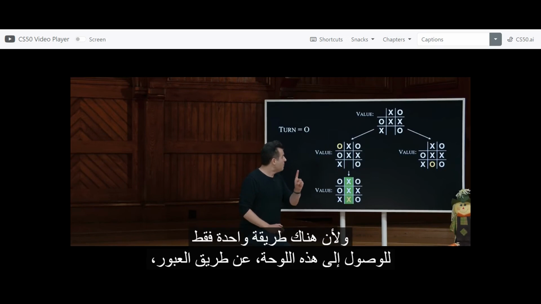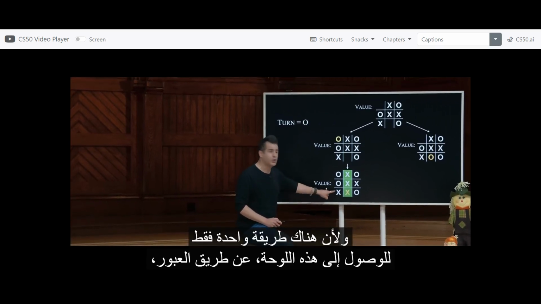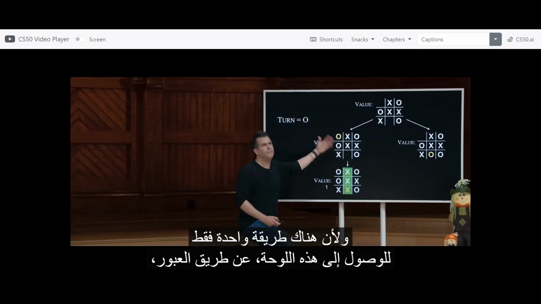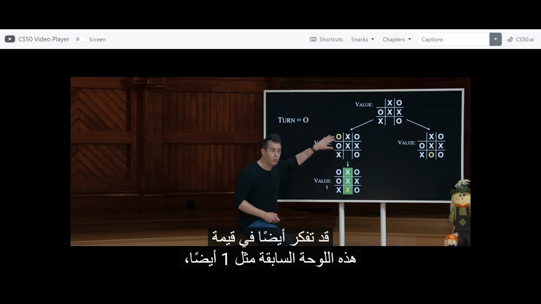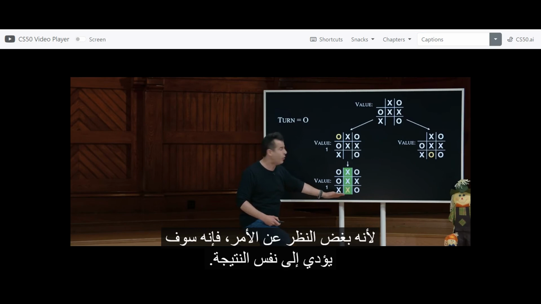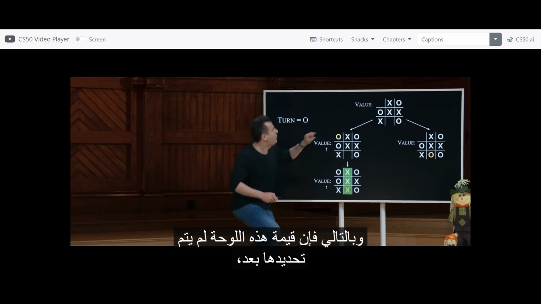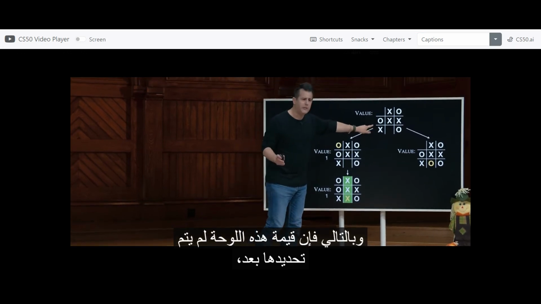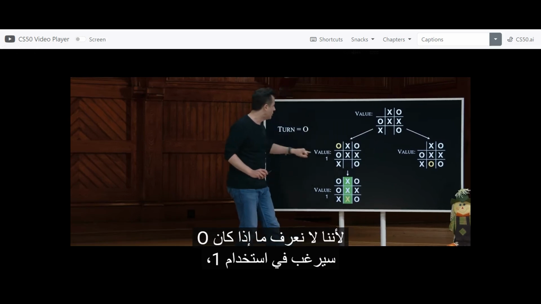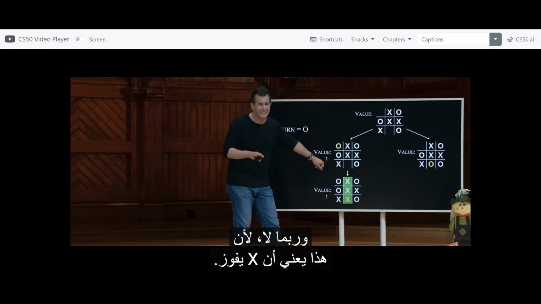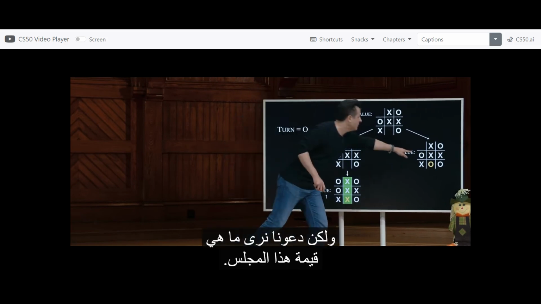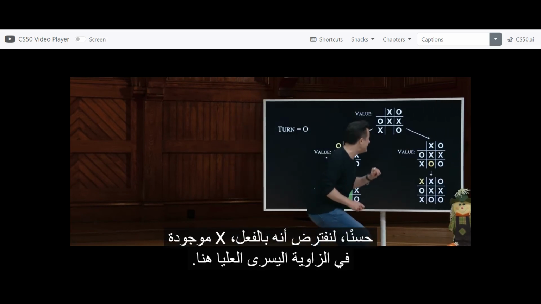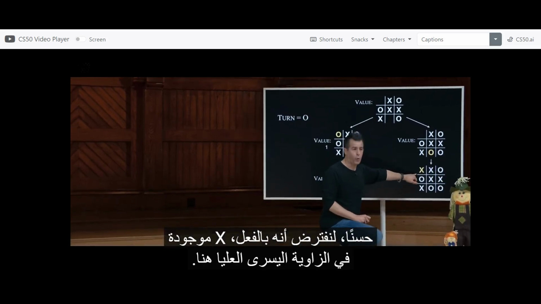So 1, and because there's only one way to reach this board, by transitivity, you might as well think of the value of this previous board as also 1, because no matter what, it's going to lead to that same outcome. And so the value of this board is actually still to be determined, because we don't know if O is going to want to go with the 1, and probably not, because that means X wins. But let's see what the value of this board is. Well, suppose that indeed X goes in that top left corner here.